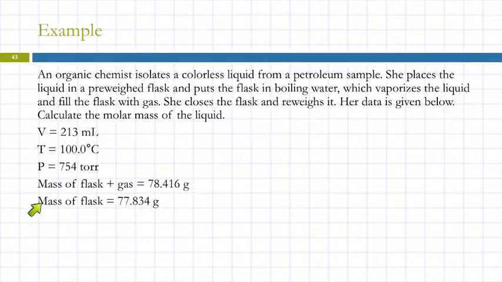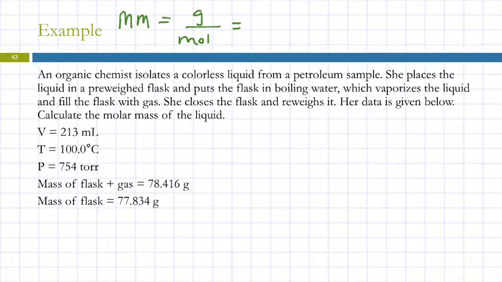So here we have the mass of the flask and the mass of the flask with the gas in it. And then we've got our volume, our temperature, and our pressure. We need the molar mass of the liquid. So what's molar mass? Grams per mole. So molar mass is going to be grams divided by moles. Well, what's the mass?